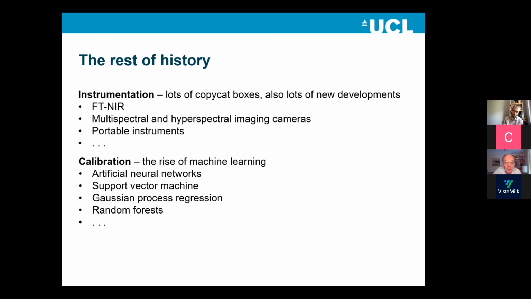And on the calibration front, machine learning became flavor of the month, but with the flavor of the month changing not every month but every few years. So artificial neural networks were the way to do it for a while, and then support vector machines and Gaussian process regression and random forests, and you can fill in the dots for yourself. So pretty well everything out of machine learning's been tried on spectral data, and it all works if you're careful enough, but the majority of practical calibrations are still done by PLS.